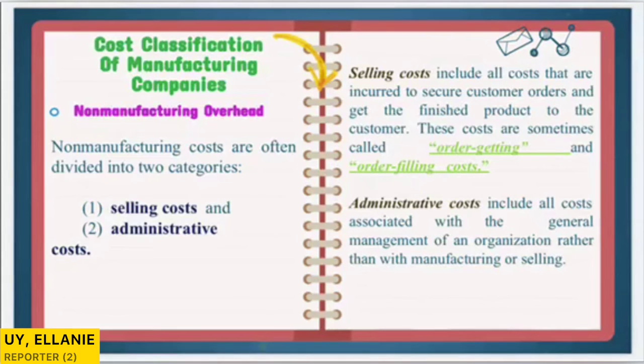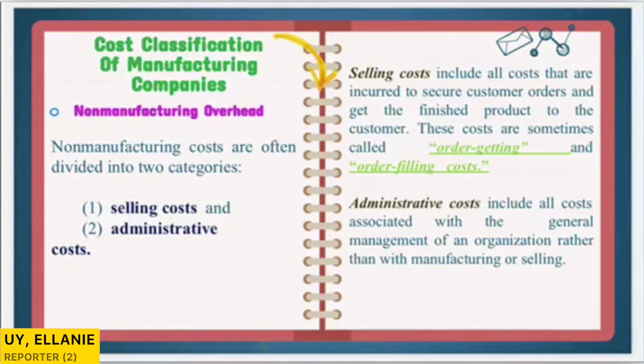Non-manufacturing costs are often divided into two categories: selling costs and administrative costs. Selling costs include all costs that are incurred to secure customer orders and get the finished product to the customer. These costs are sometimes called order getting and order filling costs. Examples of selling costs include advertising, shipping, sales travel, sales commission, sales salary, and cost of finished goods warehouse. Selling costs can be either direct or indirect costs.